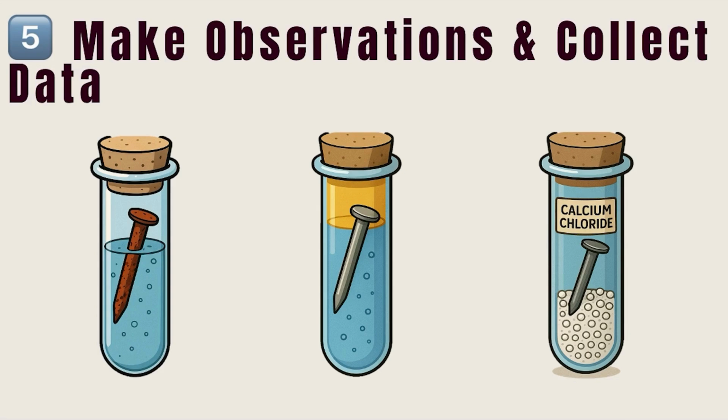The next test tube contains calcium chloride with air. Calcium chloride absorbs water moisture from the air, therefore the nail does not rust. So we can see from this experiment that we need two conditions for rusting to take place. First, we need oxygen from the air, and we also need water. So these are the two major conditions for rusting to take place.